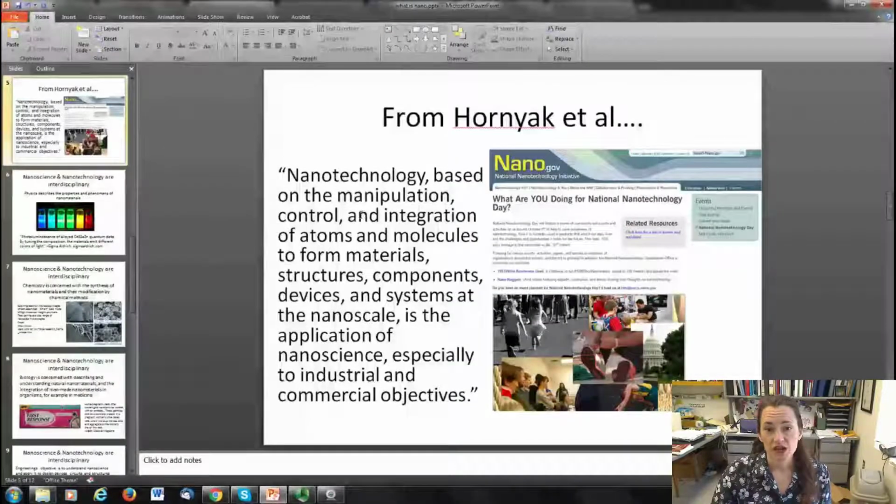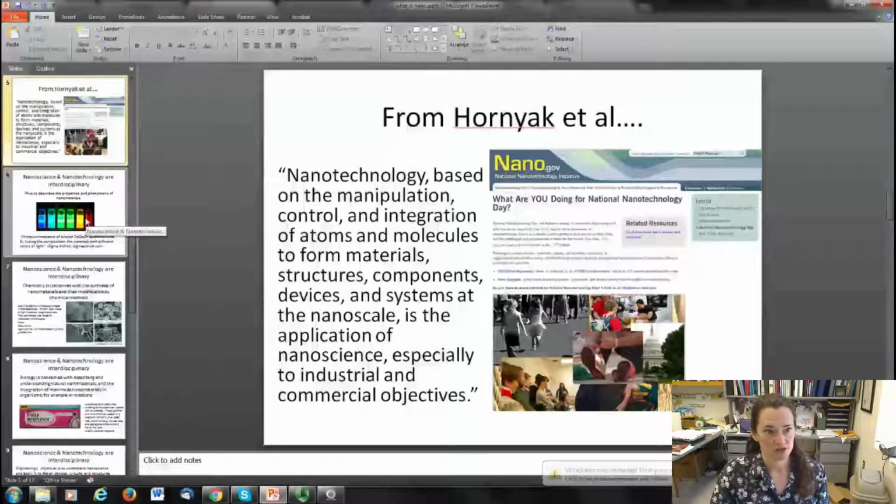Now, the definition of nanotechnology is basically the application of nanoscience. Your textbook defines nanotechnology as based on the manipulation, control, and integration of atoms and molecules to form materials, structures, components, devices, and systems at the nanoscale. And it's the application of nanoscience, especially to industrial and commercial objectives. All right? So that's nanoscience and nanotechnology.